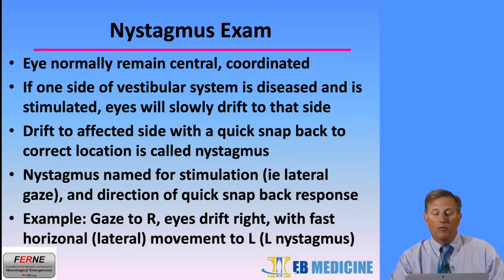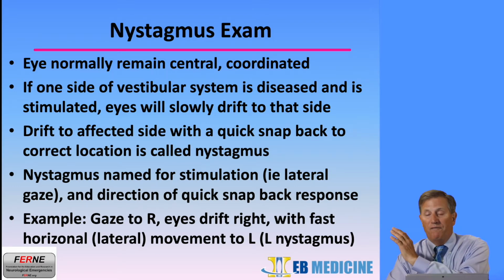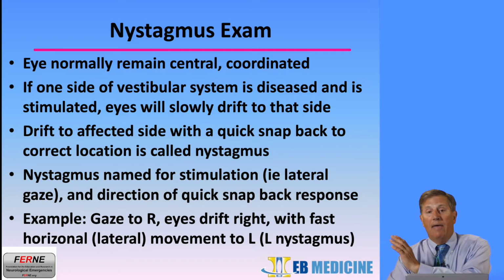Now, the nystagmus is named for the stimulation, i.e. gaze to the left, and the direction of the quick snapback response. In our example, with gaze to the right, our eyes are drifting more to the right, and we have a fast snapback to the left, so we have fast left nystagmus based on gaze to the right stimulation. Very technical, but it's important that you be able to describe both what the stimulation is, gaze to the right for example, and the nystagmus quick response, left quick nystagmus.